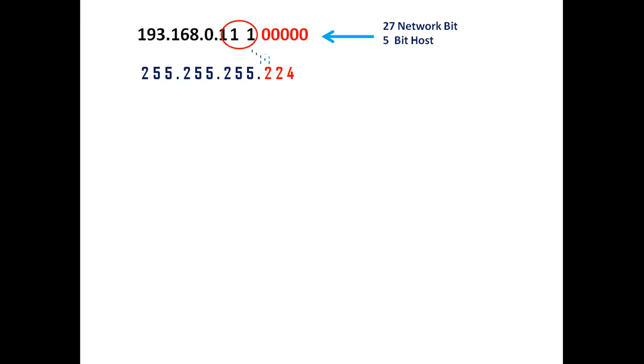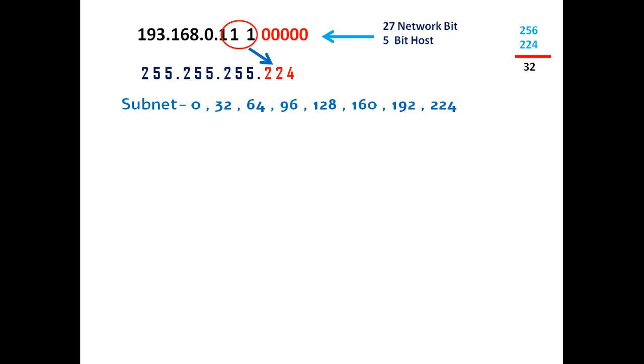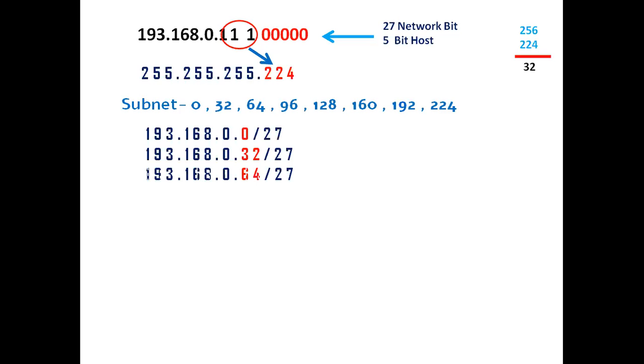So when you add all the 1s, you will get 224 here. When you subtract 224 from 256, you will get 32. So 32 is your block size. Now you have 8 subnets here, that is 0, 32, 64, 96, 128, 160, 192, and 224. So this is your 8 subnets.